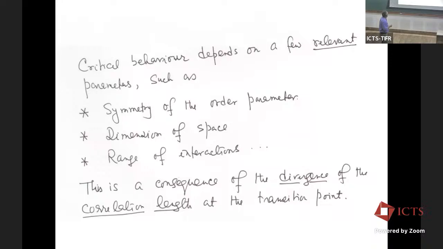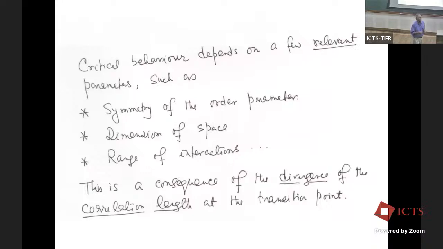So symmetry is very important, whether Ising or XY or Heisenberg. Another thing that is very important is the dimension of space. Whether you're looking at a two-dimensional system or a three-dimensional system, their critical behavior will be different. And then also the range of interactions. This happens only in interacting systems, so one can talk about whether there is only nearest neighbor interaction, or whether spins which are separated by large distances also interact with each other or not.